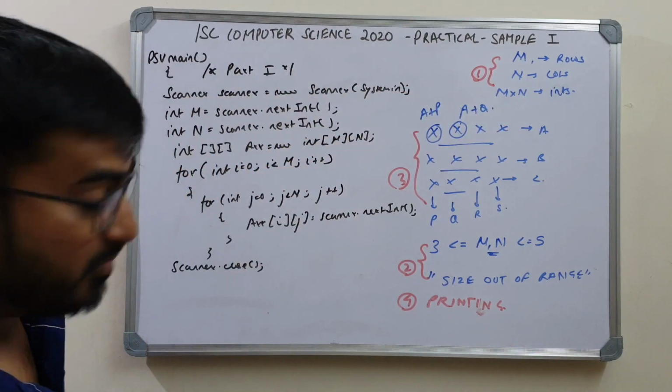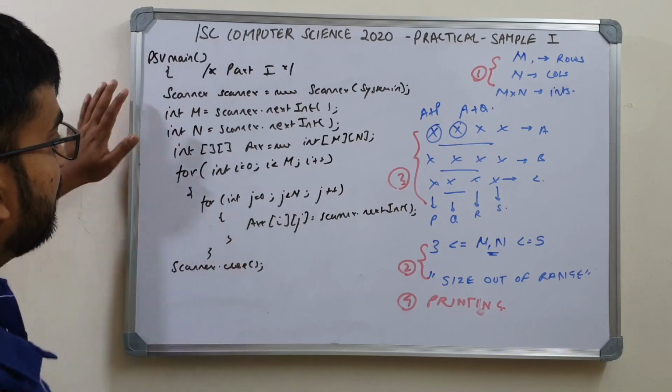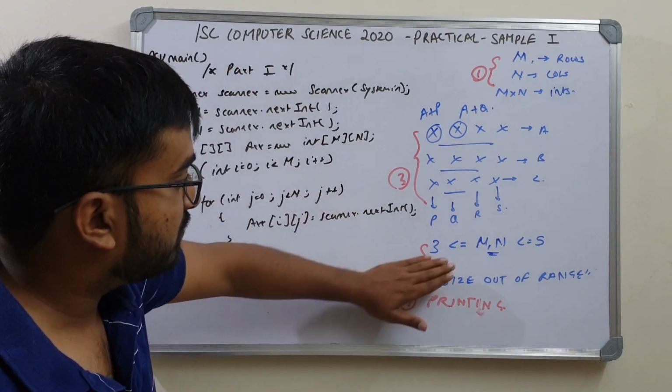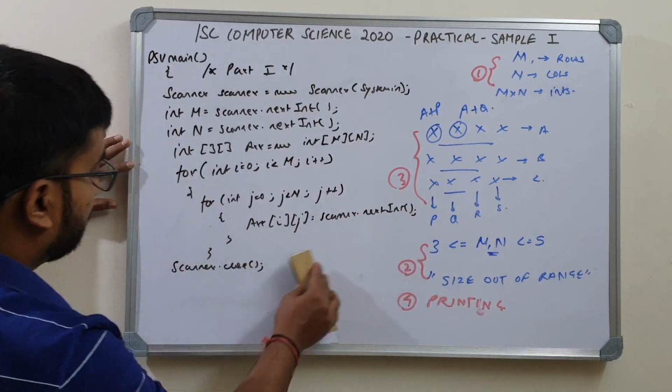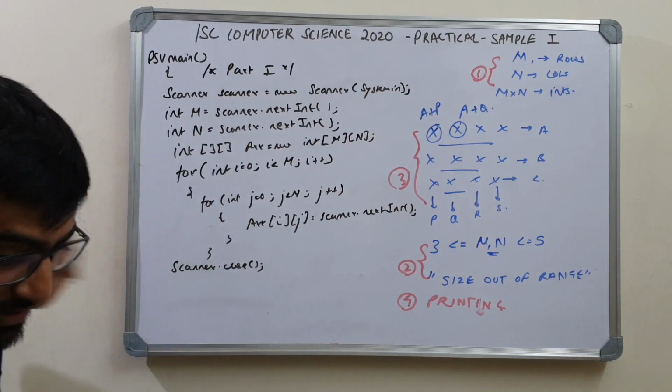Okay, we move on to part 2. I'm going to erase this. Okay, so I'm going to move on to part 2 where we are going to check for the valid range. Okay, so I can check it here.